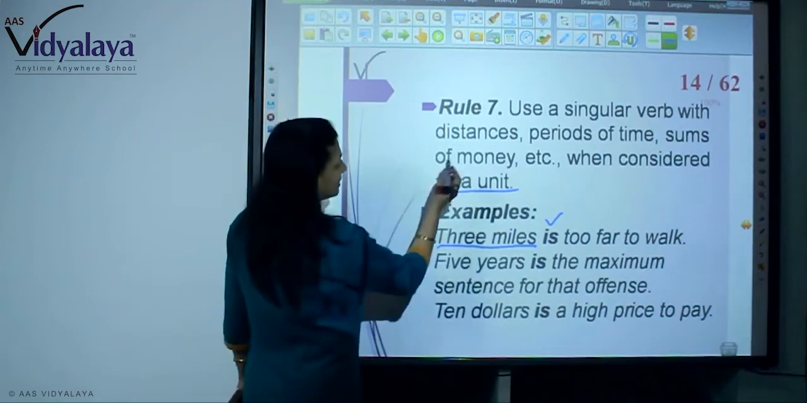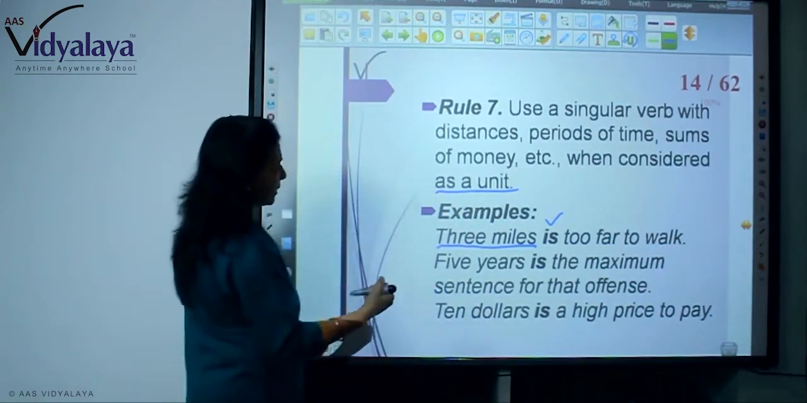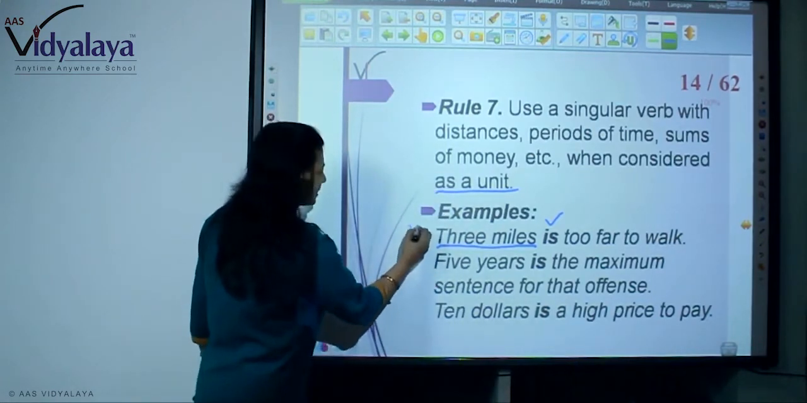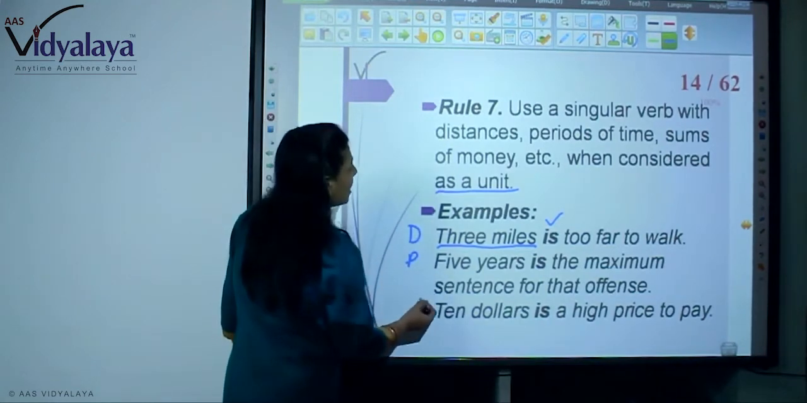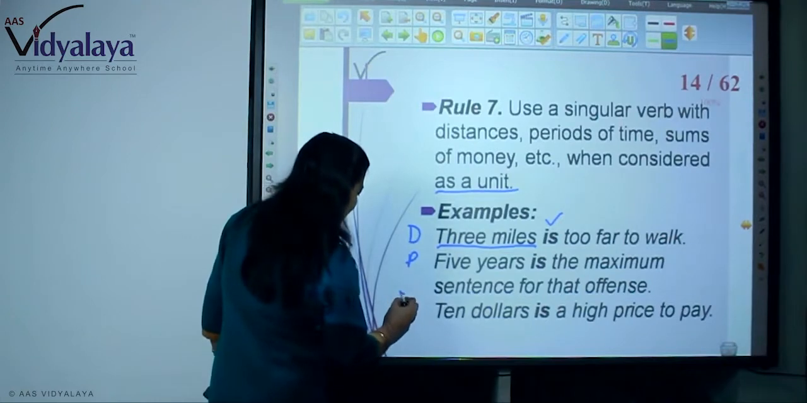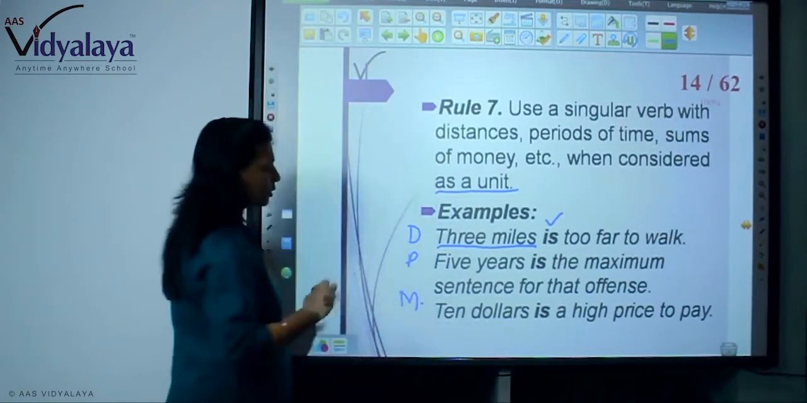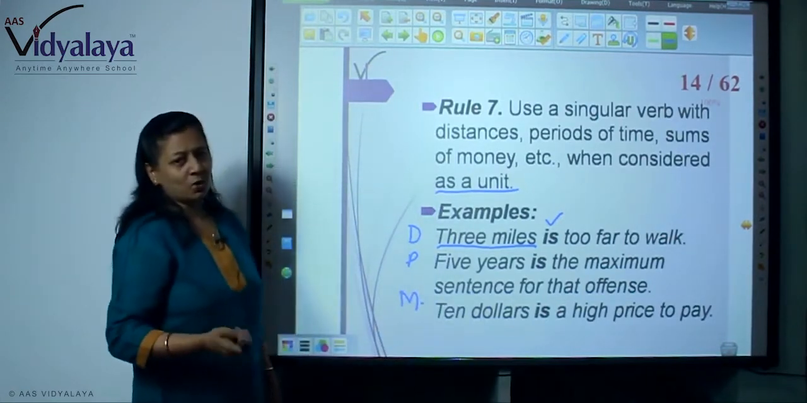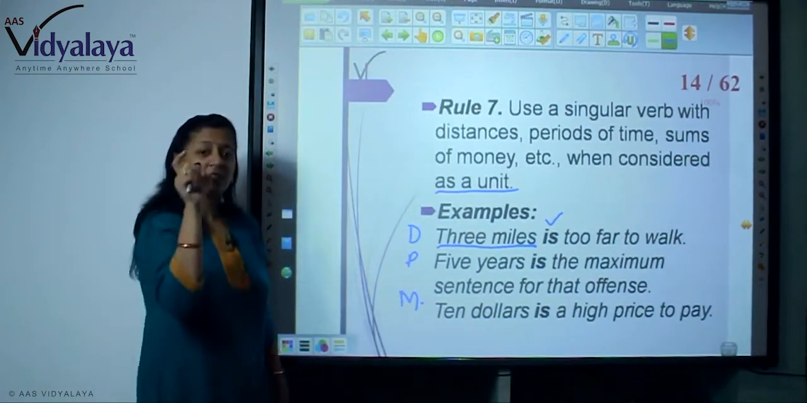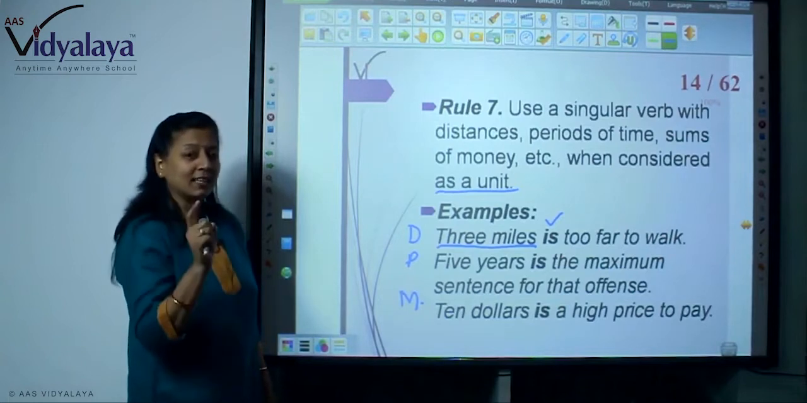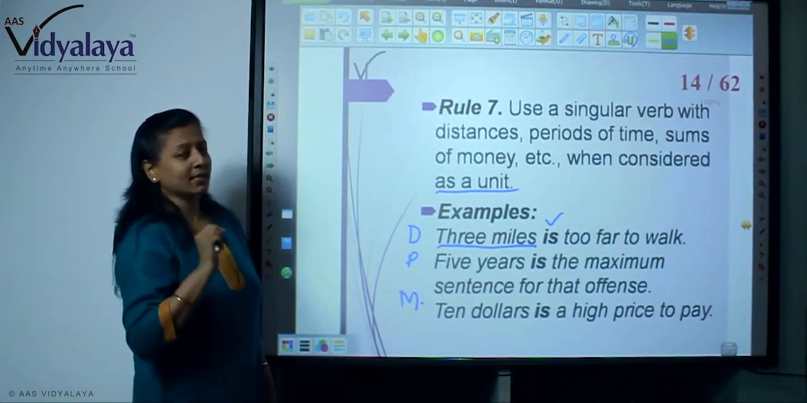Here you are seeing distance. Here you are seeing periods of time. See, this is distance, this is a period of time, and this is an amount of money, a sum of money. So $10 is a high price to pay. When we are considering these things as one unit, only then the verb will be singular.